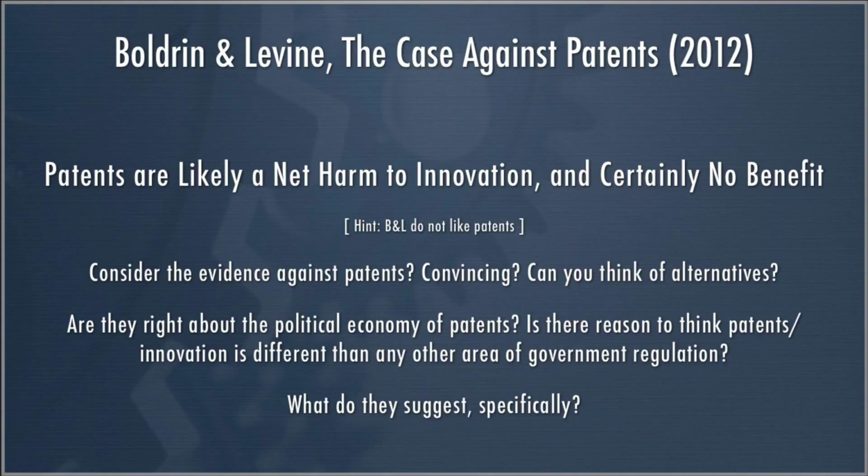Why do we have the patent system that we have? Why does it seem so difficult to get this fixed? And a question to ask yourself as you're reading that piece is, are patents different? Is this different than any other area of government regulation, all of which has political economy issues, of course? And then finally, try and figure out if they have any, and if so, what suggestions they have for what to do. Is their suggestion truly to simply abolish the patent system and other intellectual property regimes, or do they have something more specific to suggest as part of their set of proposals?